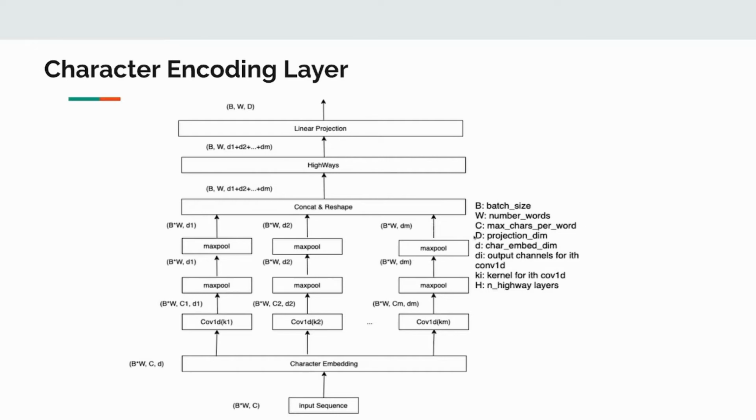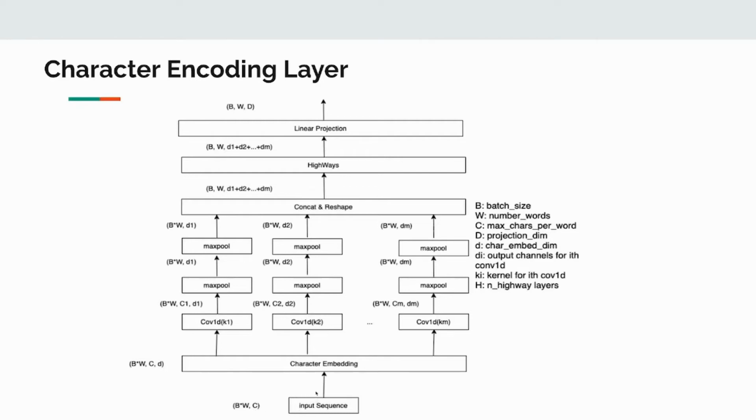The rest of the notations are kind of self-explanatory. I'll just mention them once we use them in this graph. Now we can talk about the diagram on the left. The input is a sequence of tokens represented in matrix form. The first dimension is B times W, and the second dimension is C. This means our input is batch size number of words, and each word is represented using C characters.